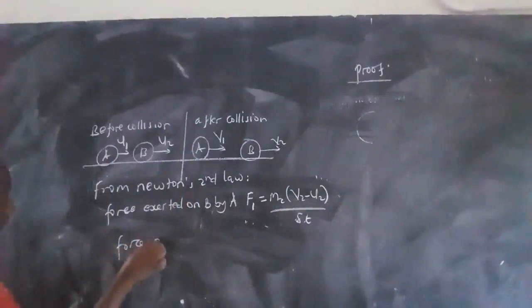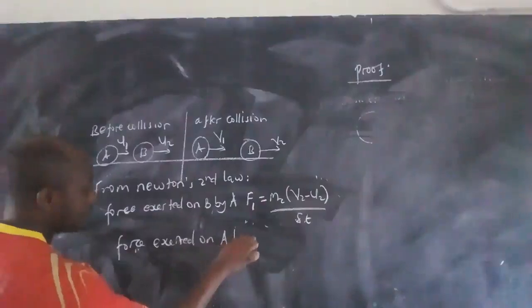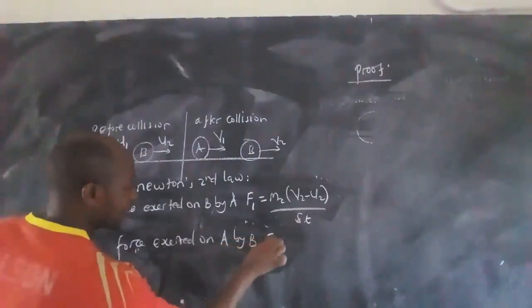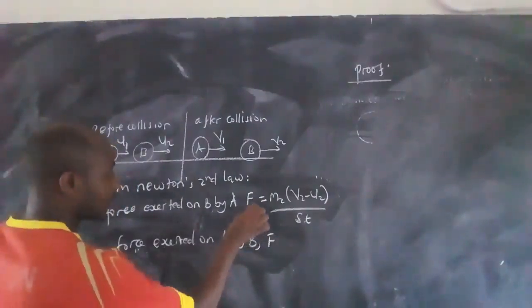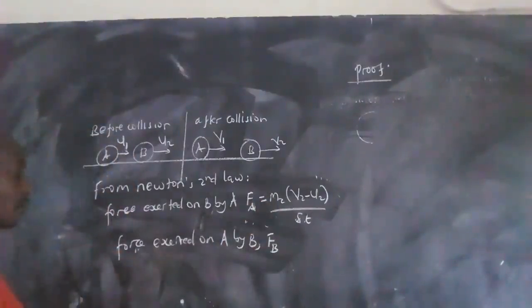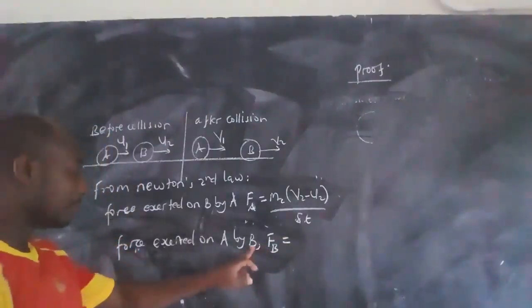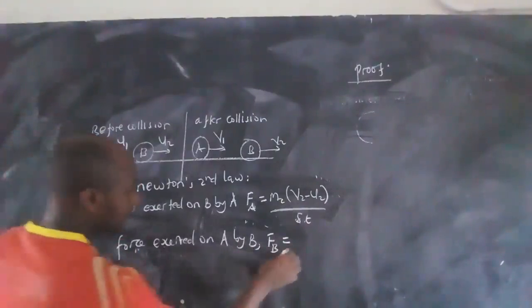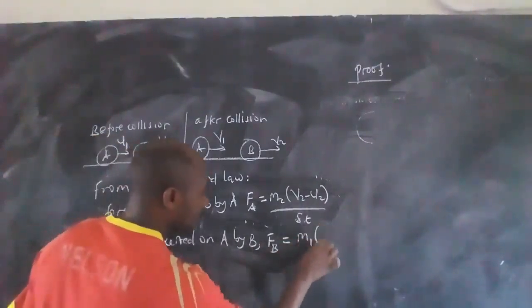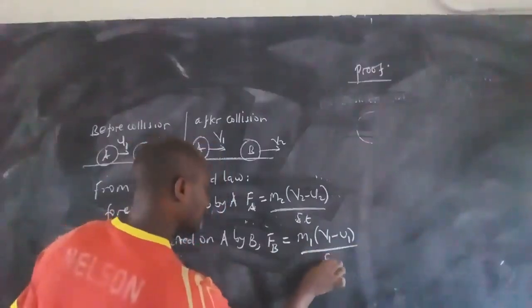Force exerted on A by B. Let us call this one F of A, and this one F of B. F exerted by B on A. So we shall use the parameters of A, that will be mass of A, M1, times V1 minus U1 over change in time.